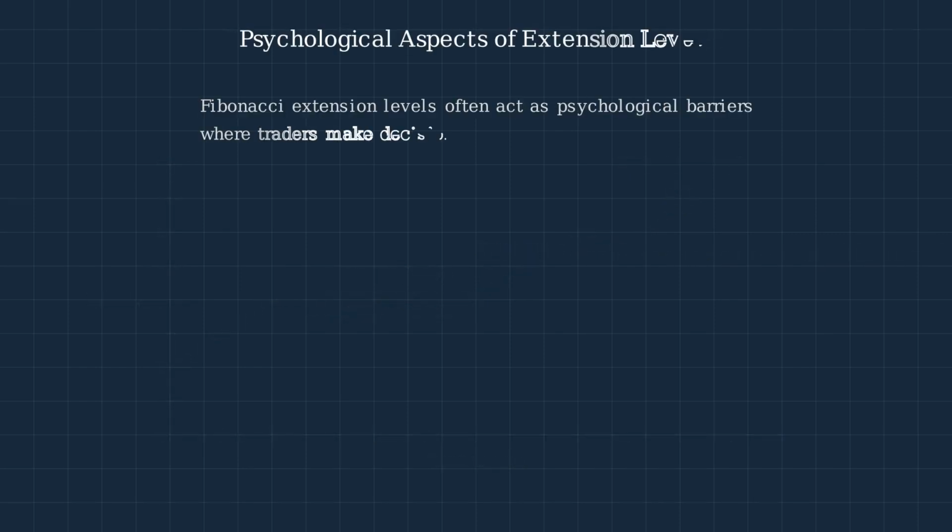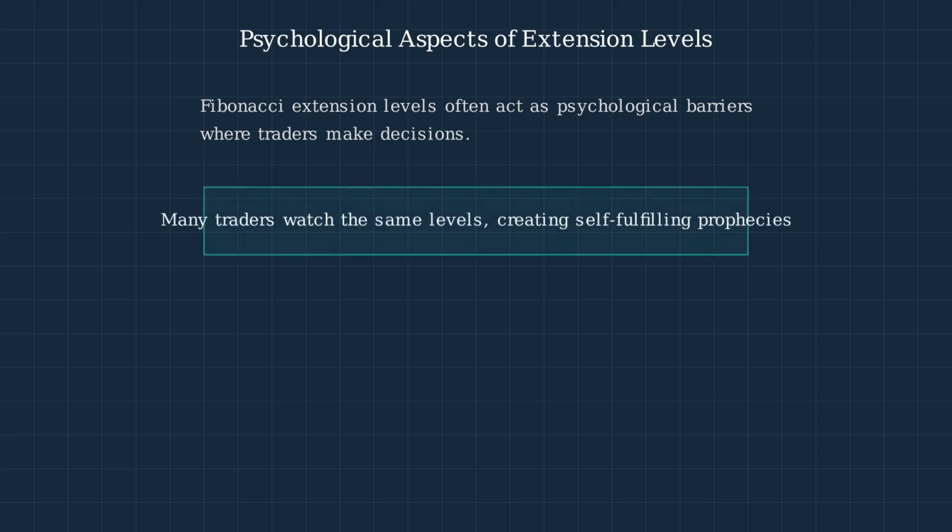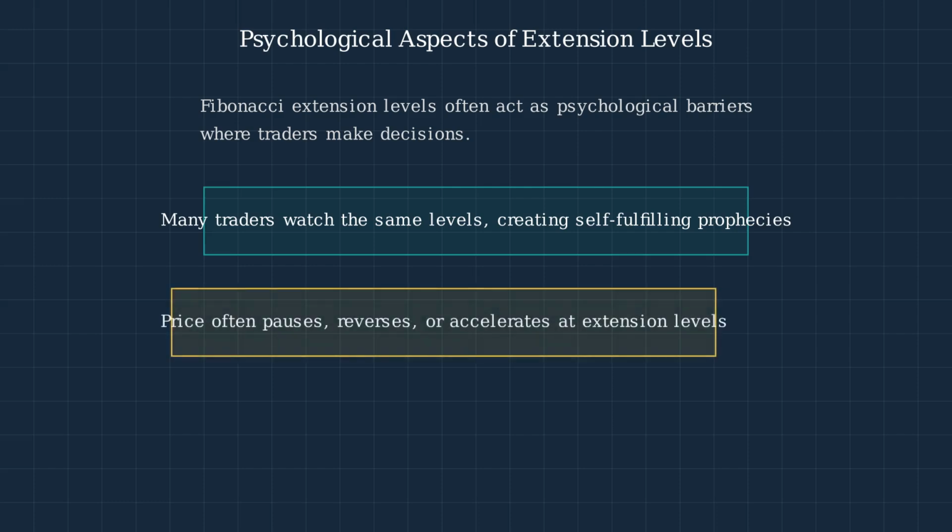Fibonacci extension levels are more than just mathematical projections. They have significant psychological impact on market participants. Since many traders watch the same Fibonacci levels, they can become self-fulfilling prophecies. When a large number of market participants expect a certain level to act as resistance or support, their collective actions often make it happen. Price action often shows clear reactions at these extension levels.